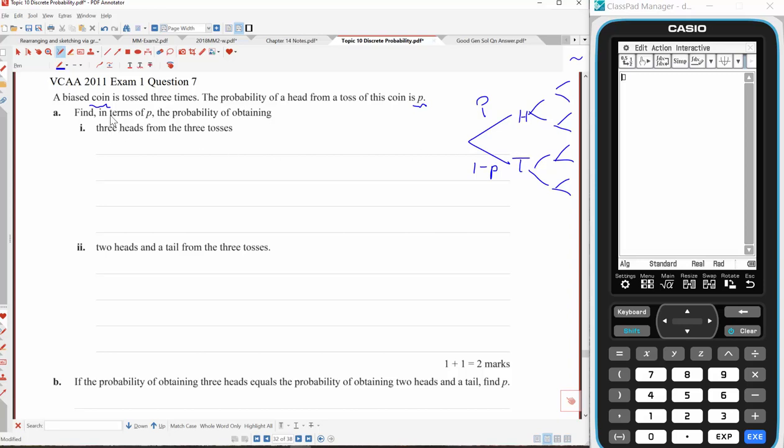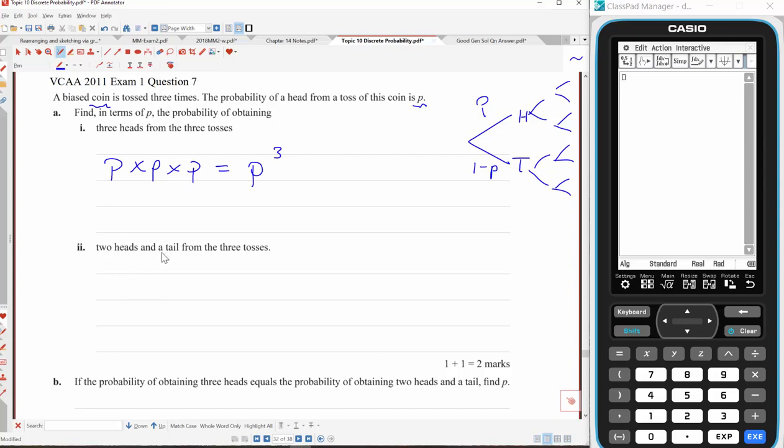So in terms of p, the probability of obtaining 3 heads from 3 tosses. 3 heads from 3 tosses is heads followed by heads followed by heads, which is p times p times p, which is p to the power of 3.